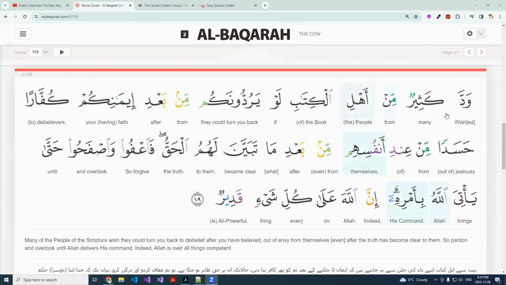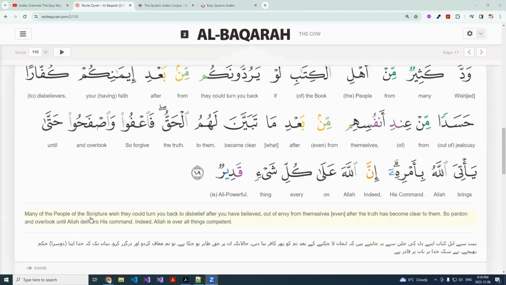We did ayah number 109, and the translation for that was that many of the people of the scripture, or the people of the book, wish they could turn you back to disbelieve after you have believed, out of envy from themselves, even after the truth has become clear to them. So pardon and overlook until Allah delivers His command. Indeed, Allah is over all things competent.